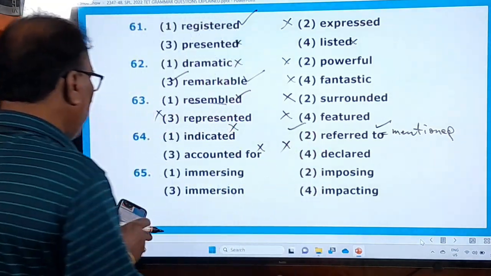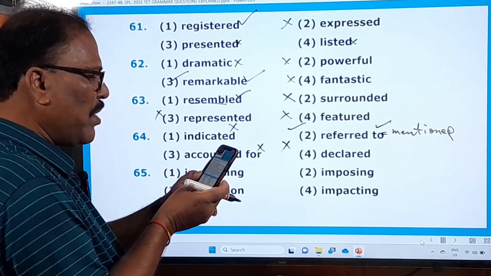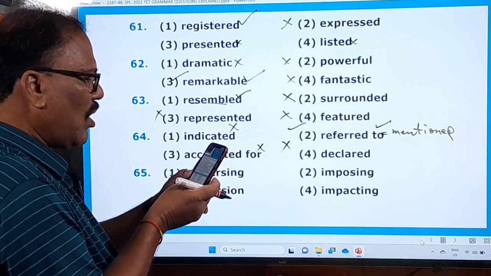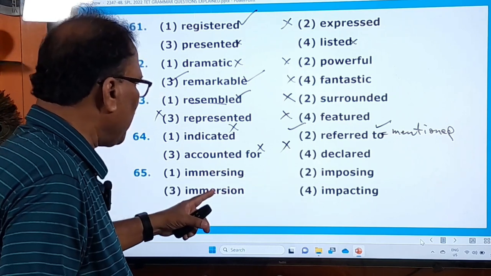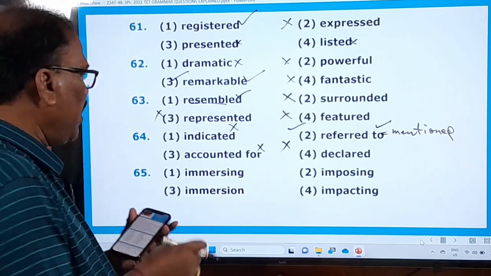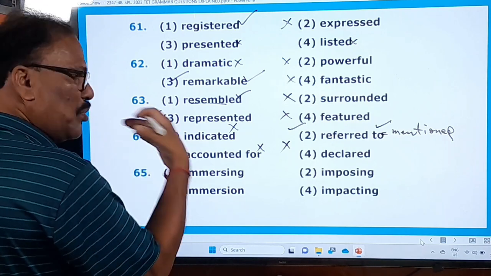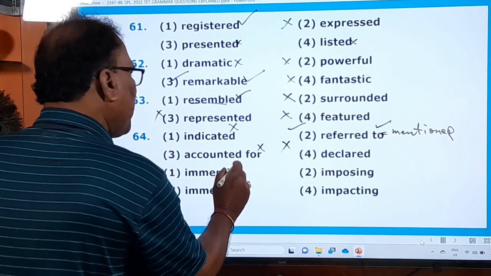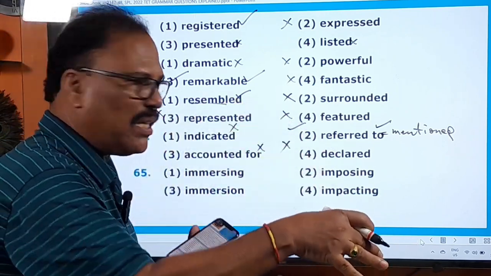And you go to the last one here, the 65th one. What is the 65th one? This was the result of, four words are given here: immersing, imposing, immersion, impacting. First of all, you see the meaning of these four words, and afterwards you can go for choosing the answer. Immersing means dipping in the water, or submerging in the water.